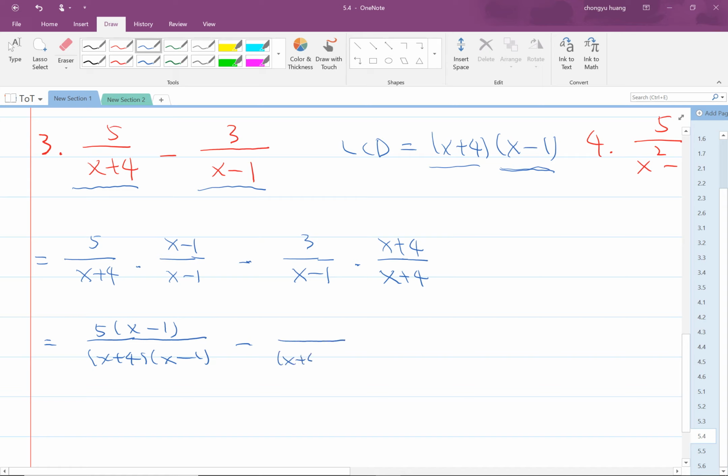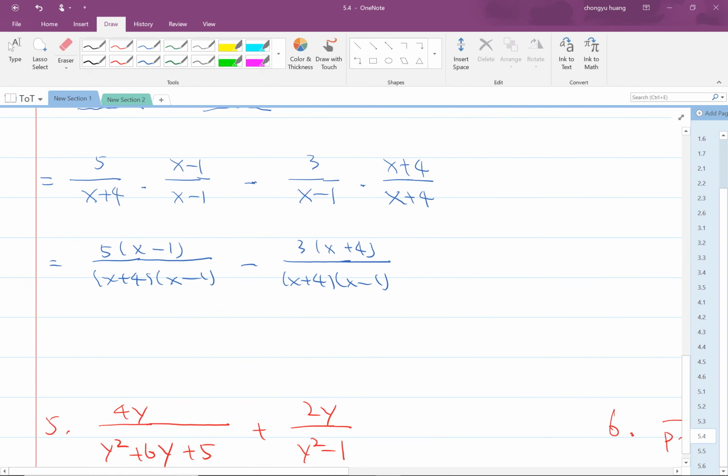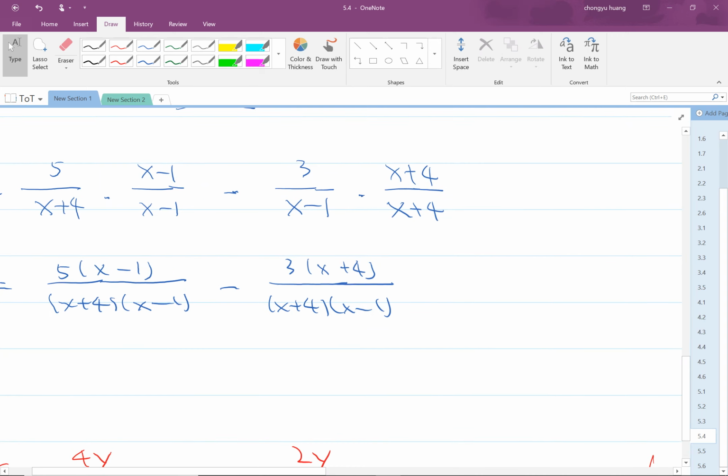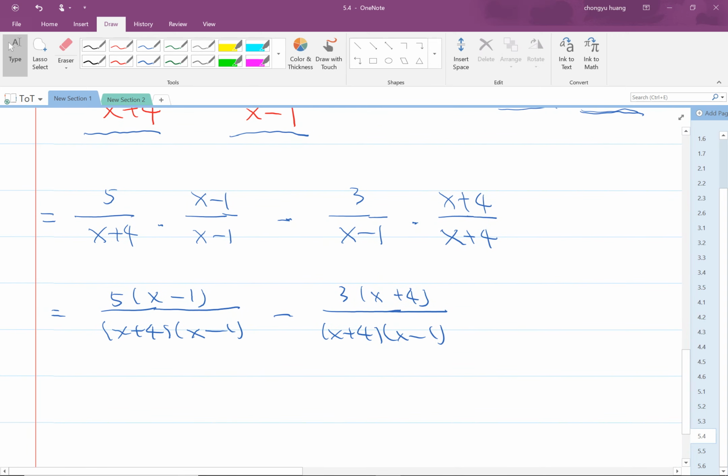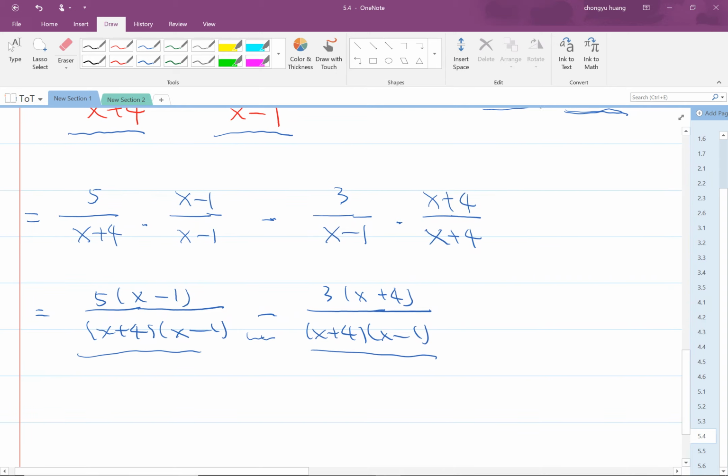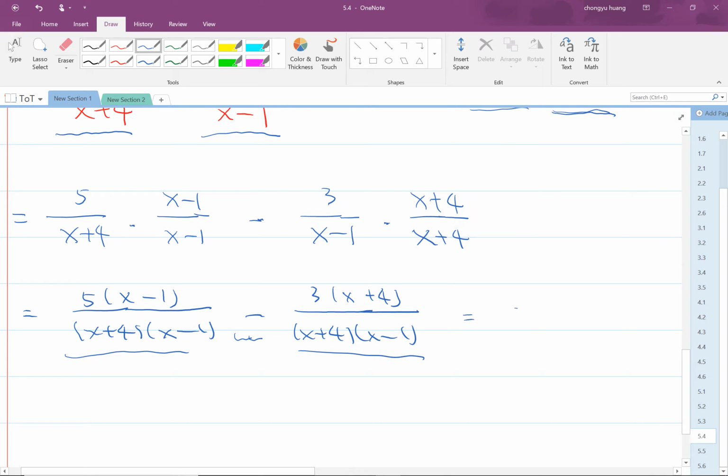Okay, so now you can see we're getting the same denominator, right? So let me move it down a little bit. I guess we're out of space. So you can see now we have the same denominator, right? So now we are able to apply the property of the subtraction, right? Okay, so let's do this a little bit faster.